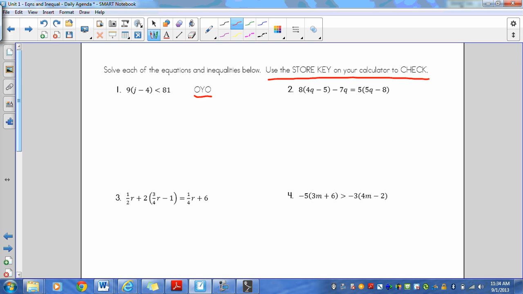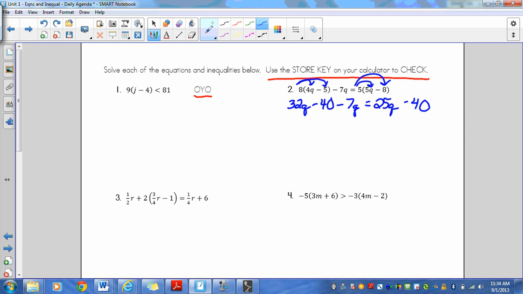For number 2, for example, step 1, distribute. Do you see a number outside of a parentheses? Absolutely, I see it twice. 8 times 4q is 32q. 8 times 5 is negative 40. It's really 8 times negative 5. Minus 7q is equal to, and then we can do the other side. 5 times 5q is 25q. And then 5 times a negative 8 is a negative 40. Okay, distributing, done.